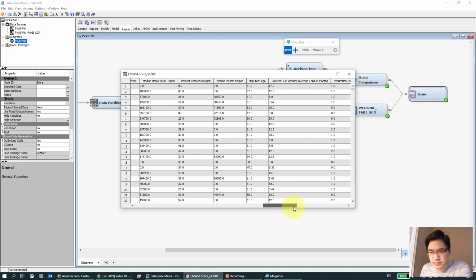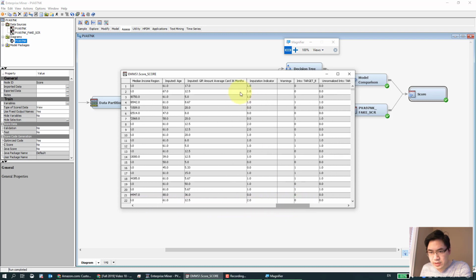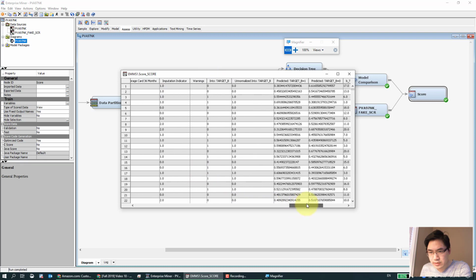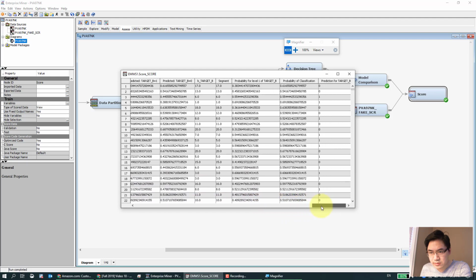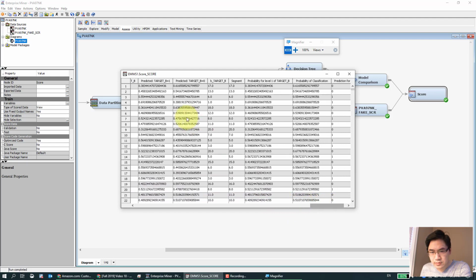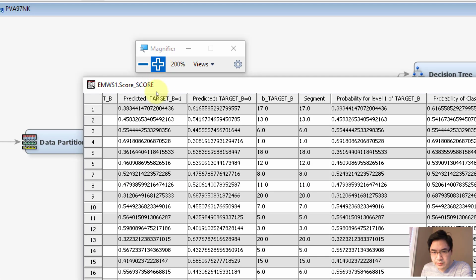And all of these should be the input as well as the imputed variables. And beginning here, these are the product of, or some byproduct of, the scoring process. And the two columns actually have more than expected, because the target variable is a binary variable, it has two different labels.